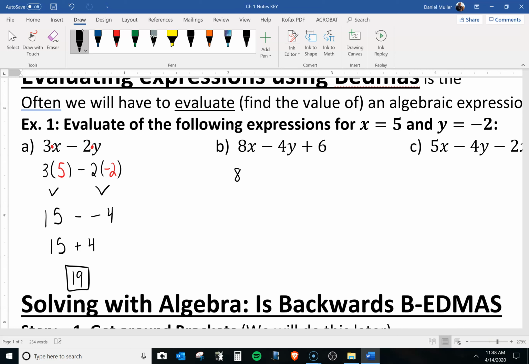We have an 8, and then we've got an x. Now our x is going to be 5, and we've got a minus 4.